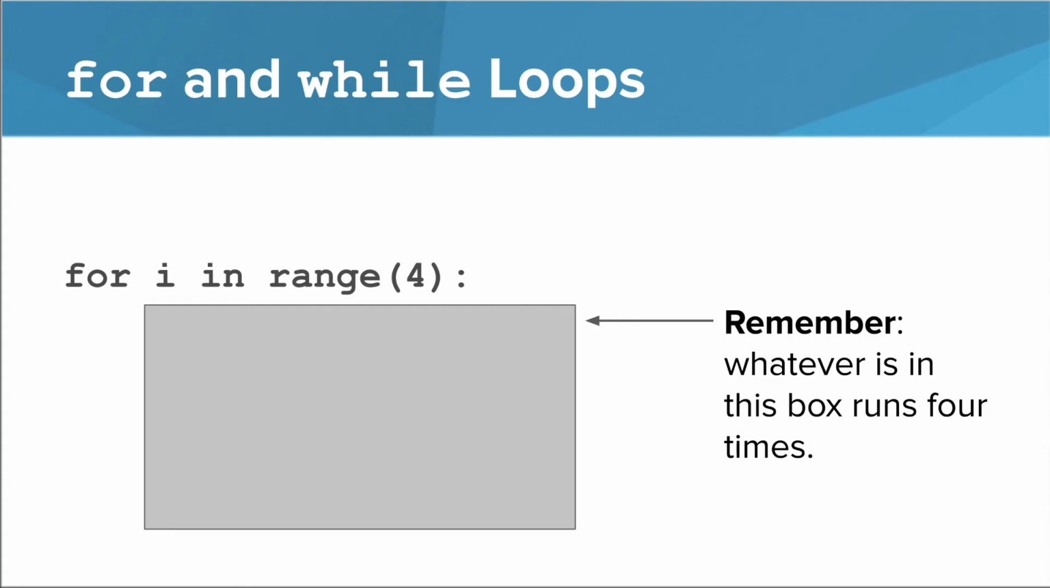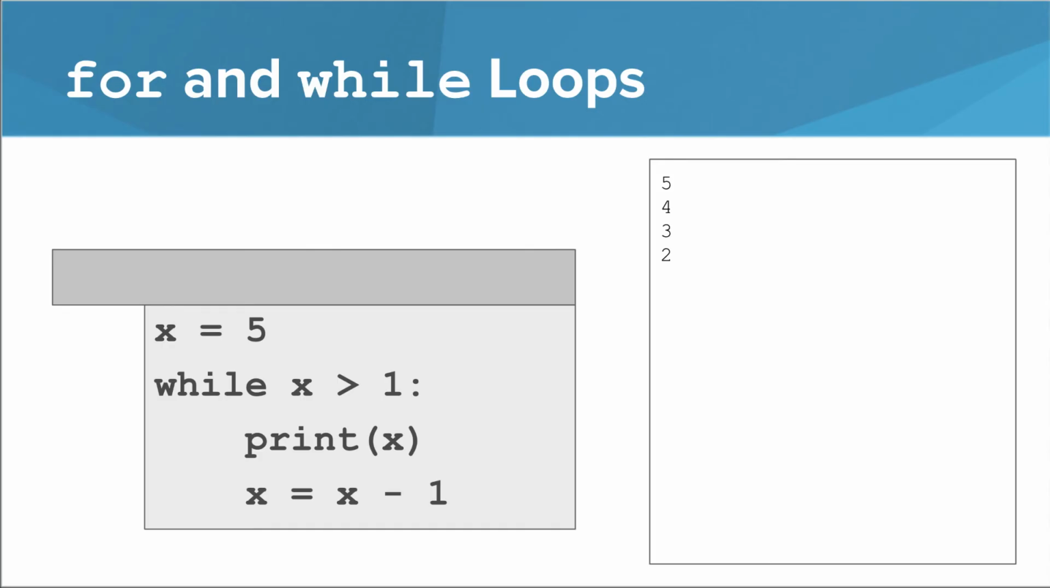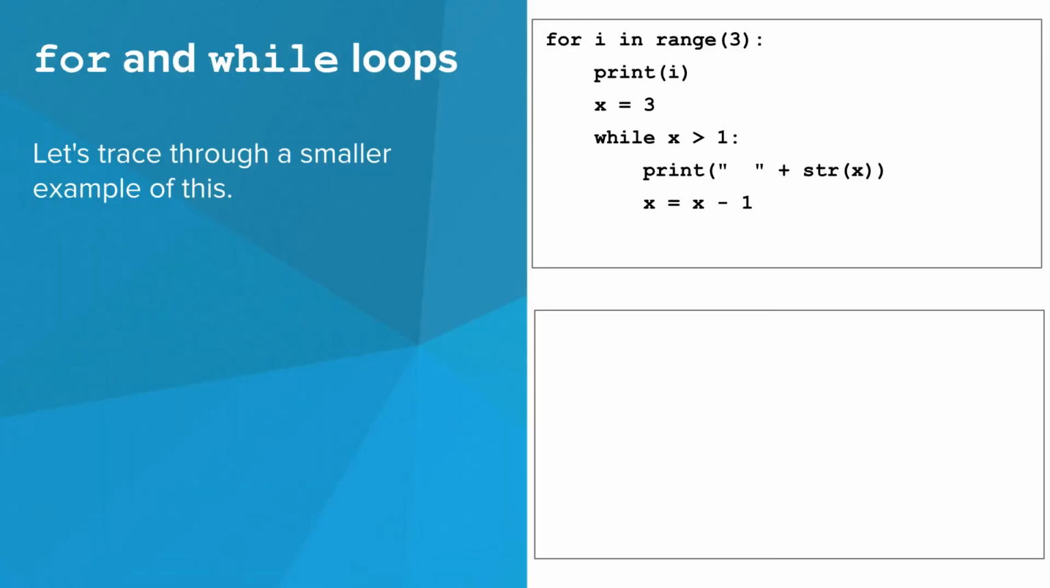Okay, remember that if a box is inside a for loop and the number inside range is 4, whatever is in the box will run 4 times. Surprise! The box can also contain a while loop. By itself, the box prints the numbers 2 through 5 in decreasing order. Since the box is inside the for loop, this happens 4 times. Let's look at a smaller example of a while loop inside a for loop and trace through it.